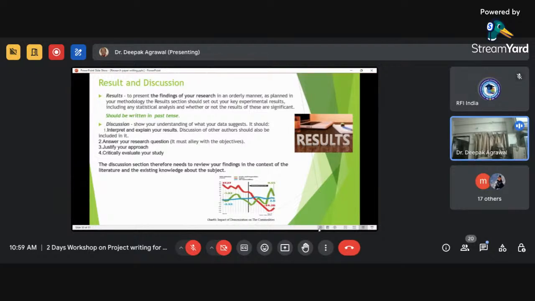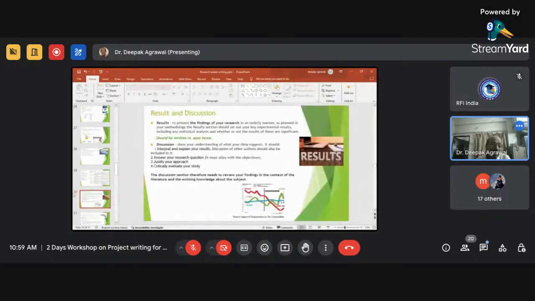The discussion section therefore needs to review your findings in the context of the literature and the existing knowledge about the subject. So it is recommended that while you are writing the literature review, you note down the outcome of each paper. Those outcomes will be helpful to include in the discussion part. This is how you can align both of the works. It will save you a lot of time.